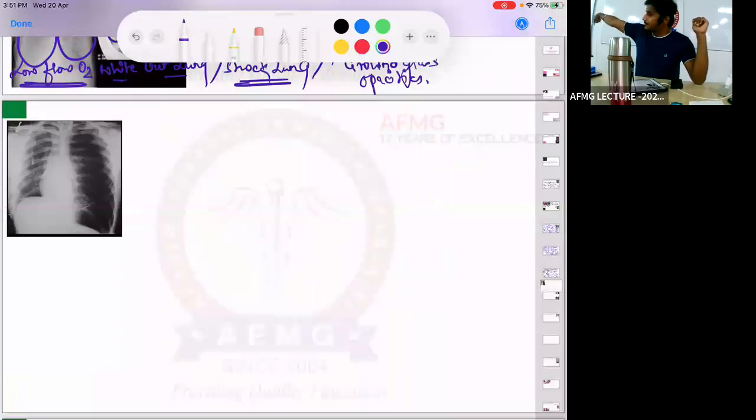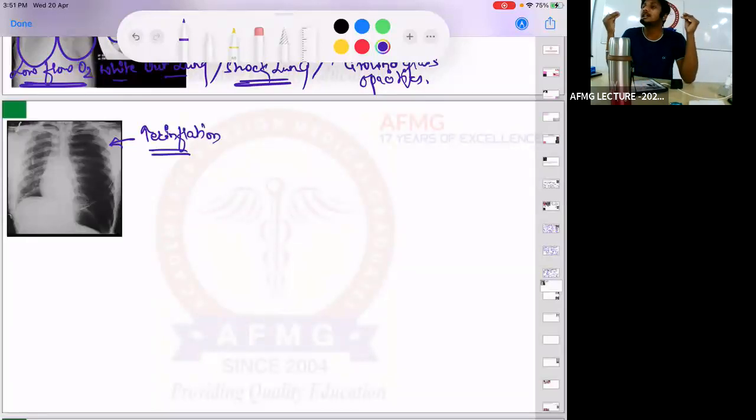If I talk about this picture, here you can see one lung is normal, but the other lung is usually increased in size. That means there is hyperinflation. It is not bilateral. Bilateral hyperinflation is seen in cases of bilateral emphysema.